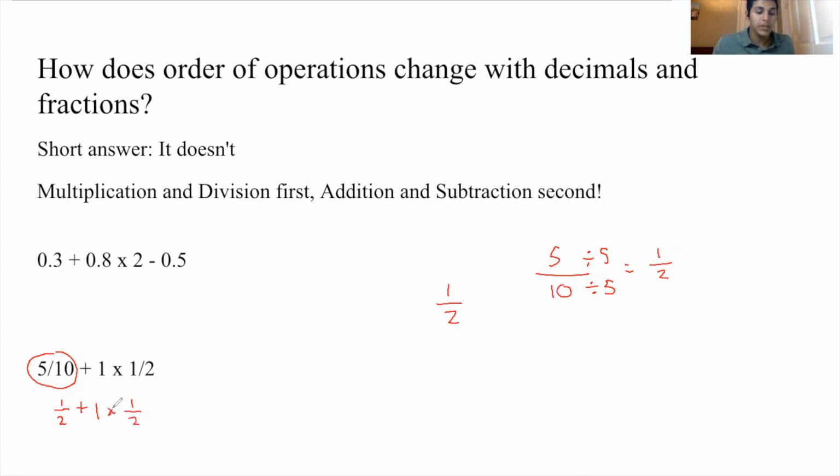So now we need to do our multiplication first. 1 times 1/2 is equal to 1/2, because 1 times anything equals that number. Now finally, we can bring down the rest of our question and do 1/2 plus 1/2. And when we add 2 halves, we get a whole. So this is equal to 1. All right, so now let's look at some review questions.